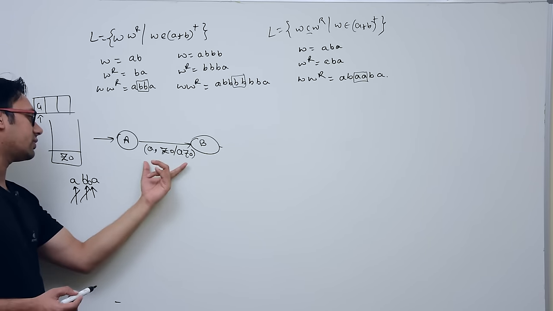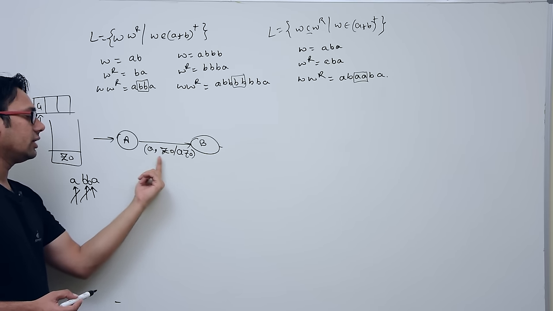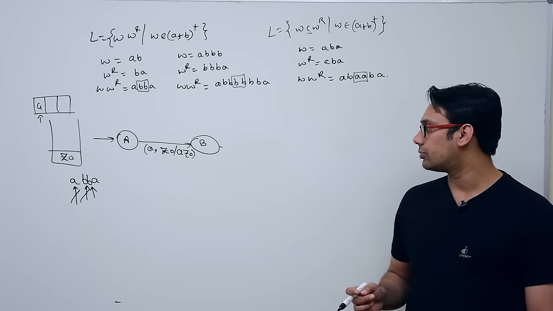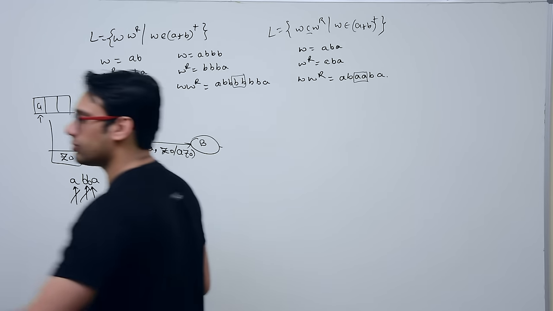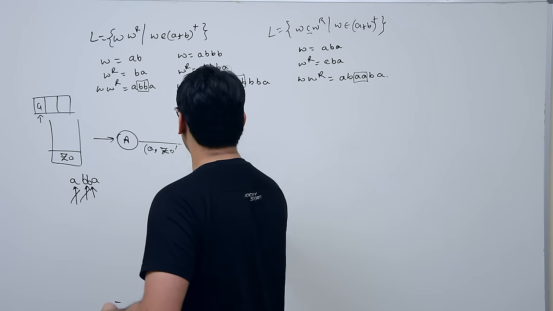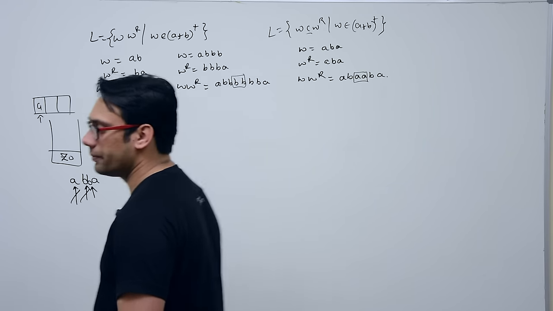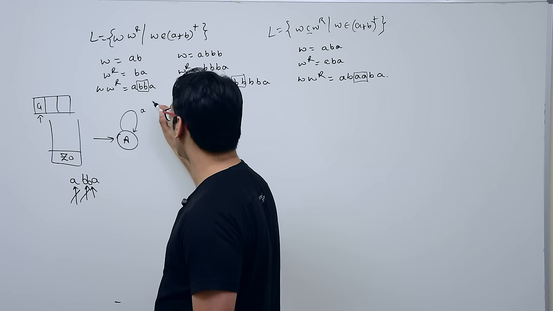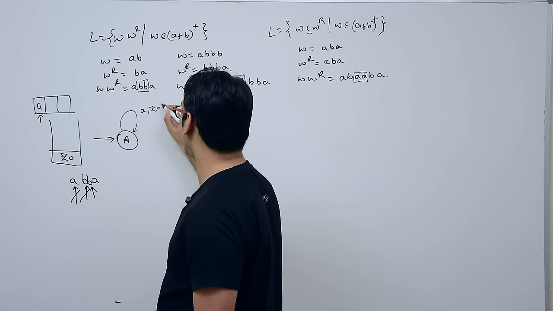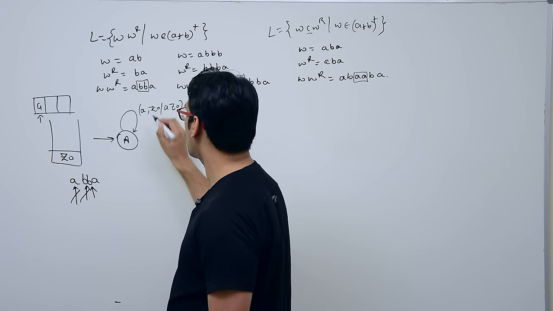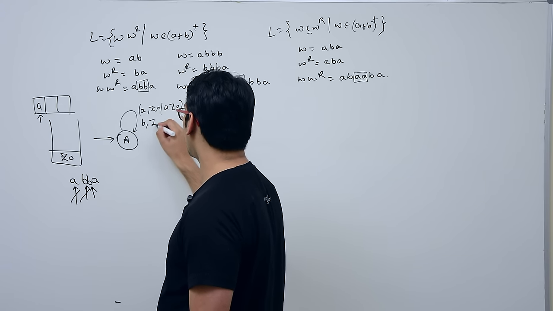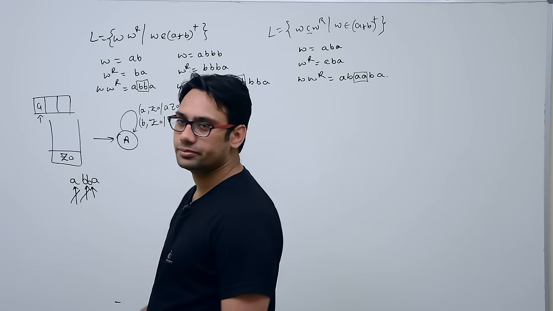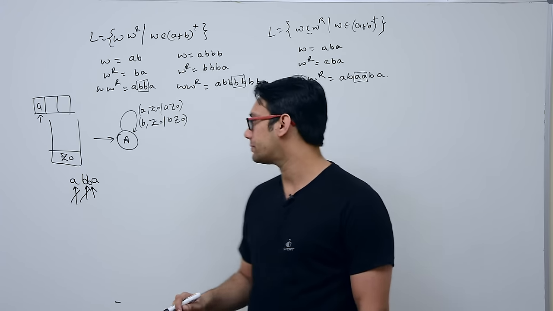For example, for the first case, I have assumed the string is starting with A. Therefore, I'm going to put this A inside the stack. Or I can also draw a smaller version of this. Let me do it again. If it is A and the stack is containing Z0, then you are going to put that inside the stack. If you get a B and the stack is containing Z0, then you can put this B inside the stack.